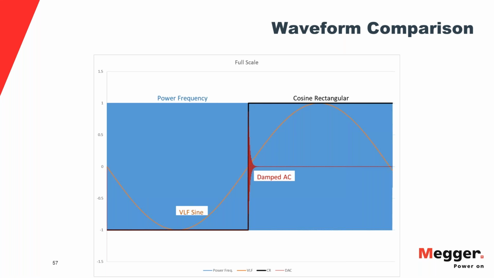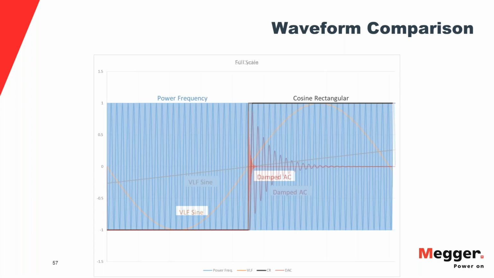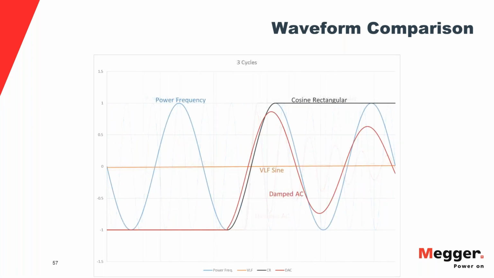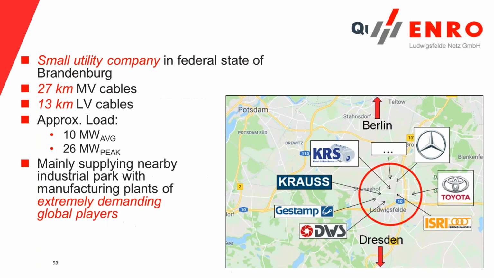The cosine rectangular is quite different. And you see the orange is the 0.1 Hertz sinusoidal. And if you zoom in, you get this situation. And as you can see, the gradient is so much different with the sinusoidal. And that is the main reason why that waveform is quite different from the other VLF and from the established diagnostic waveforms.